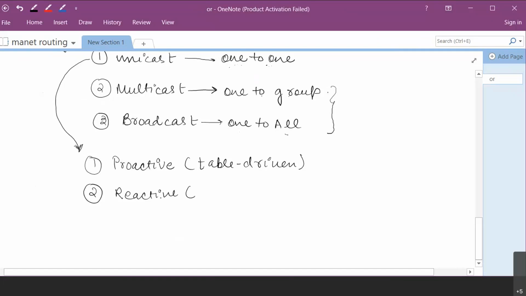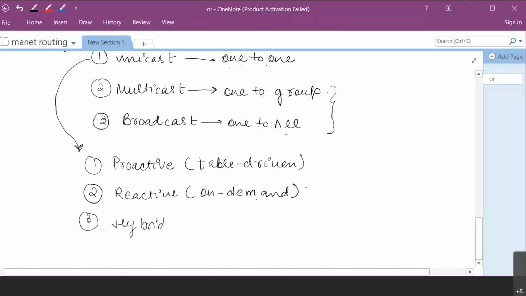What is the reactive protocol? Reactive protocol is on demand. It has to collect the information of the path or the topology environment when communication is needed from one node to another node. Otherwise not. It does not waste its energy, so it is very efficient for power sources. For reduction of power consumption, reactive protocols are used by sensor networks.